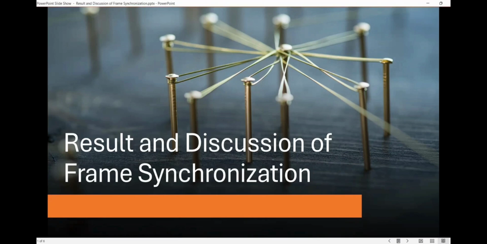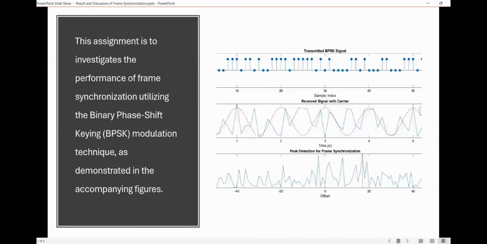Hello guys, this is Muhammad Asif bin Zulaiwi, and today we are going to discuss the result and discussion of frame synchronization. This assignment is to investigate the performance of frame synchronization utilizing the binary phase shift keying, BPSK, modulation technique, as demonstrated in the figures. As we can see, there are three types of results that we get. First is the transmitted BPSK signal, the second is the received signal with carrier, and the last is the peak detection for frame synchronization.